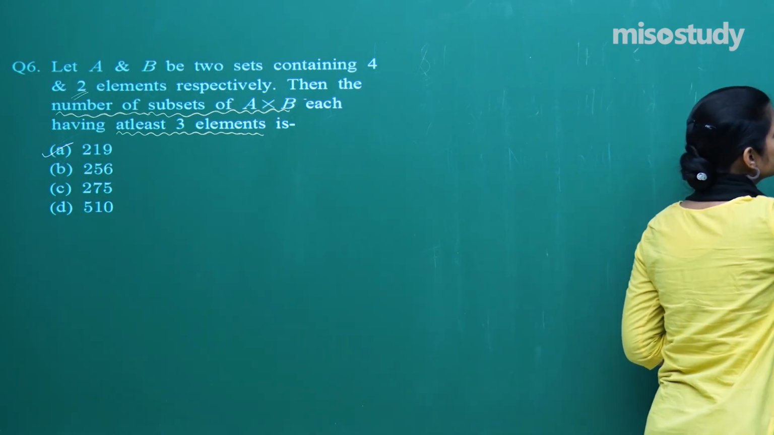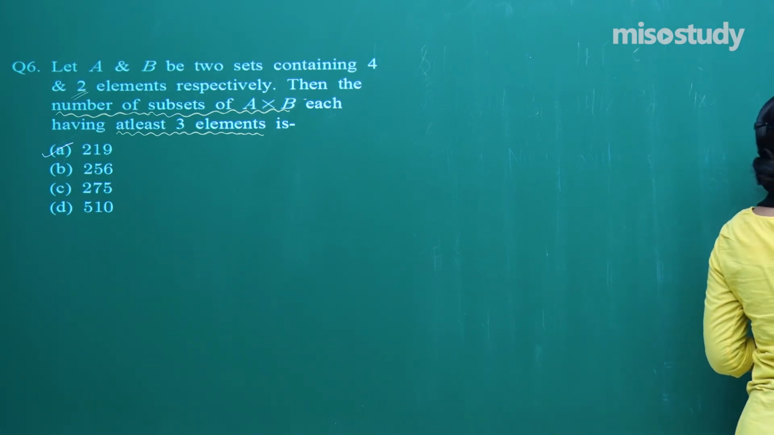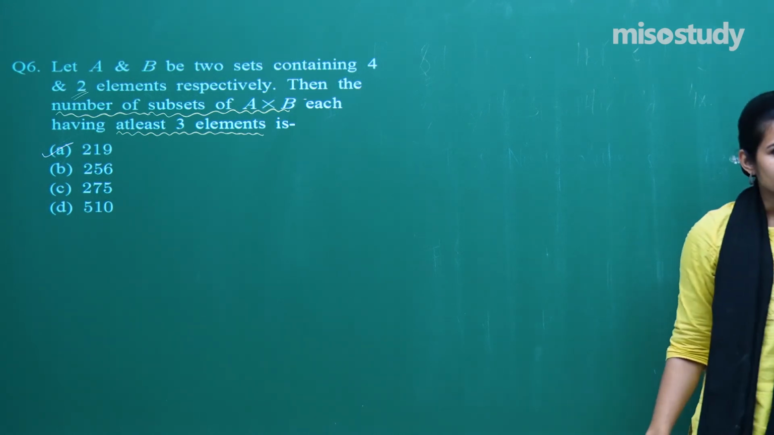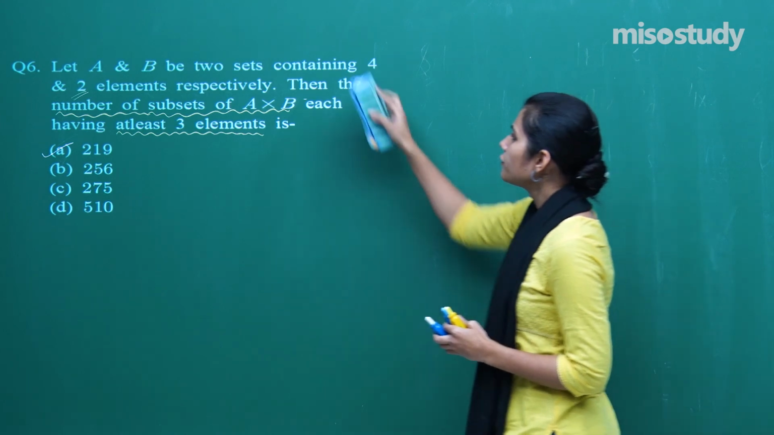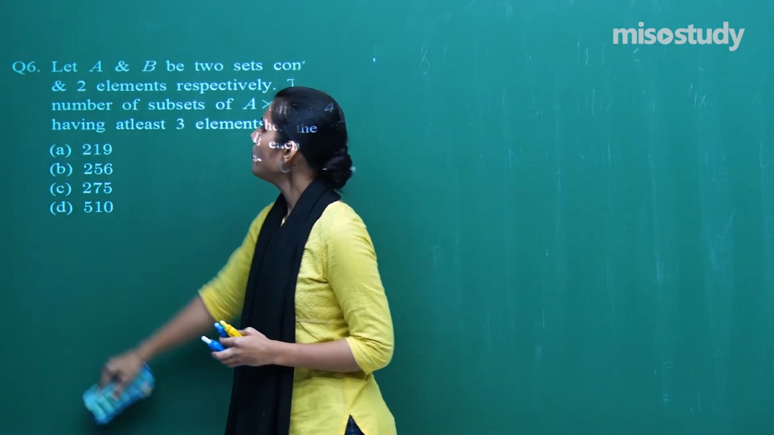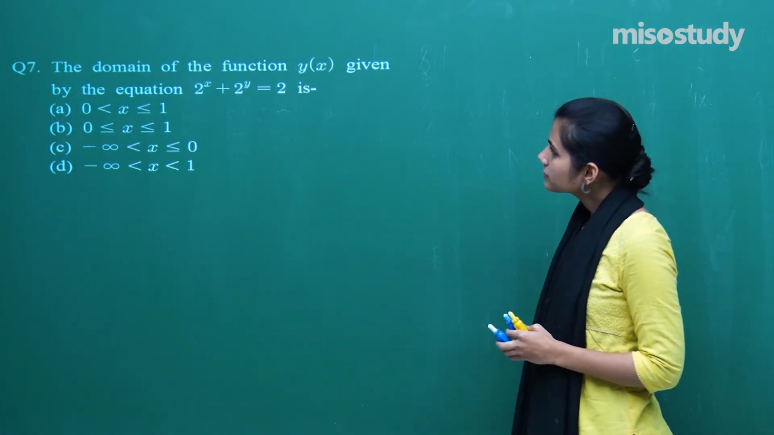I hope you guys must have understood the concept of combinations that I have used to find out how many subsets of A cross B will exist consisting of 0 members, 1 member, or 2 members. And now we are through with question number 6 and on to start question number 7.